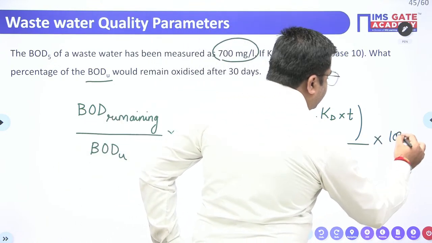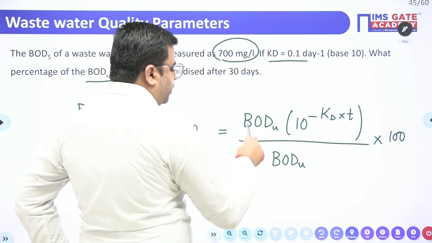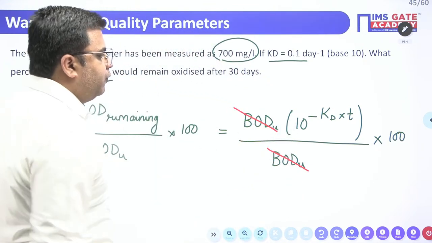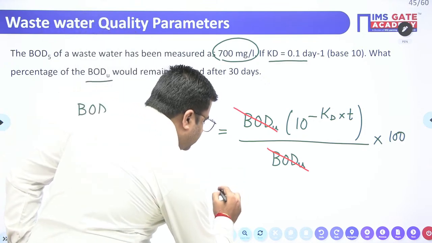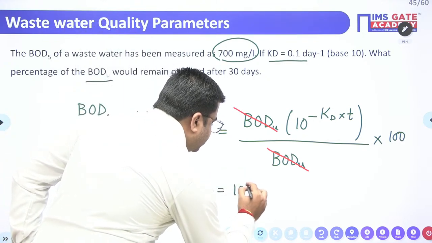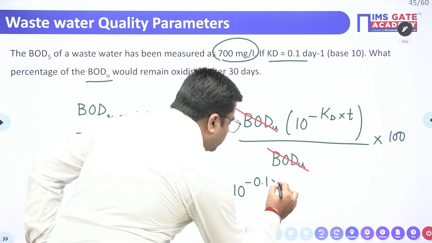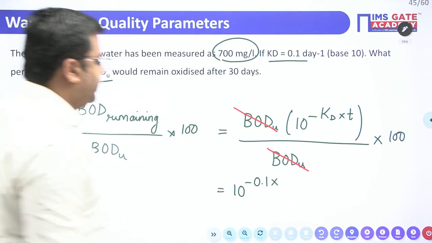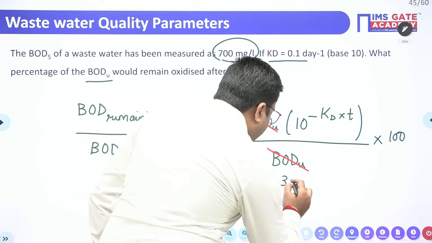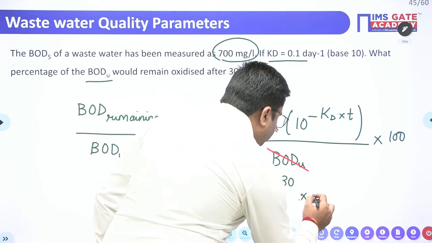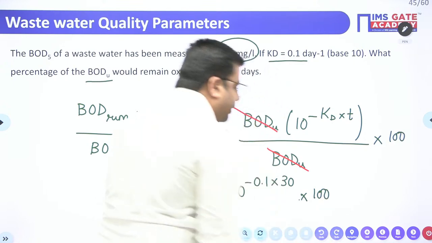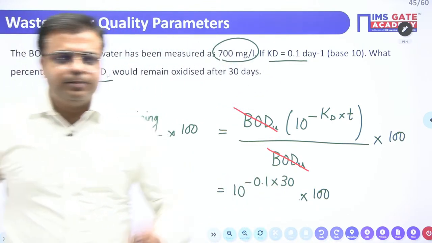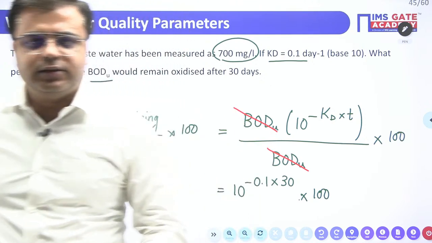So this BOD ultimate cancels out from the numerator and denominator. So you have to just calculate the value of 10 raised to power minus KD, that is 0.1 into what is the number of days? 30, right? So 10 raised to power minus 0.1 into 30. Get me the quick answer for this. I'll be just back in a while.